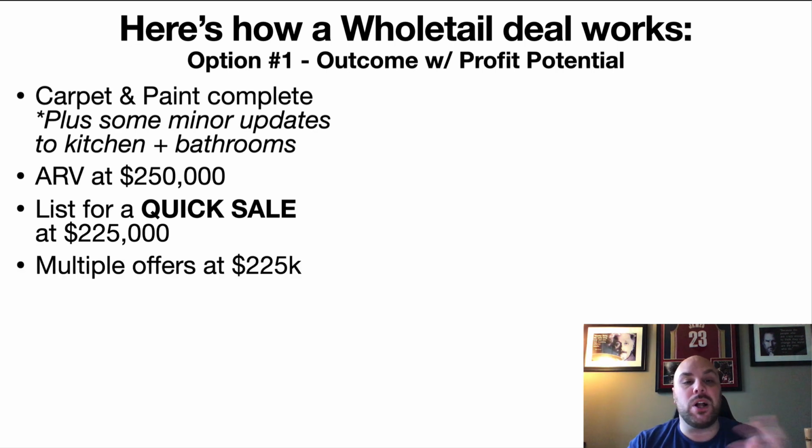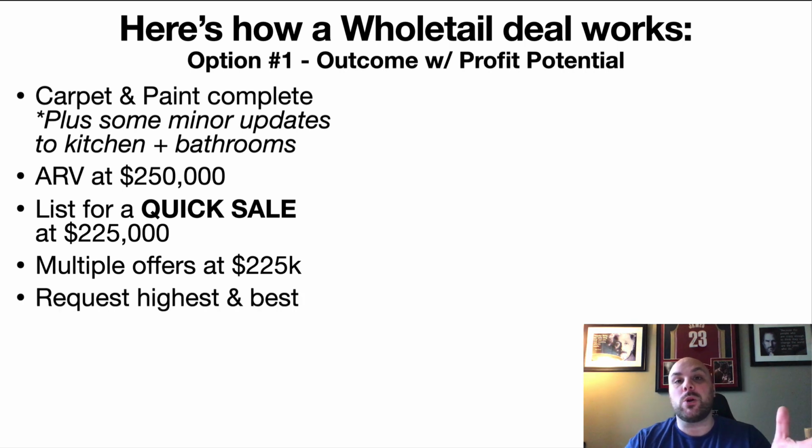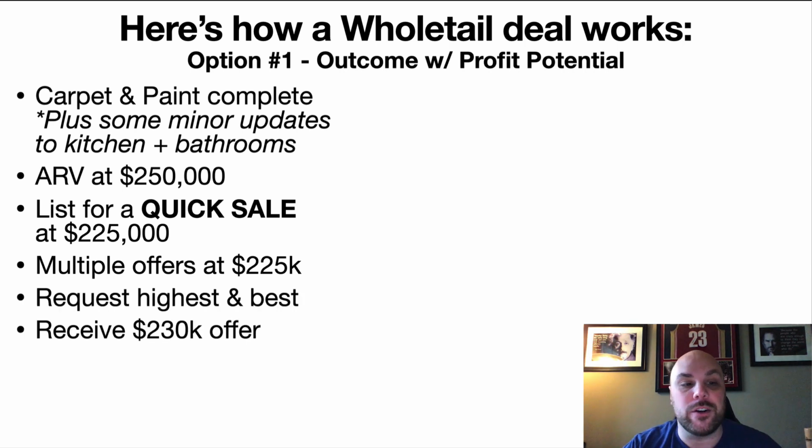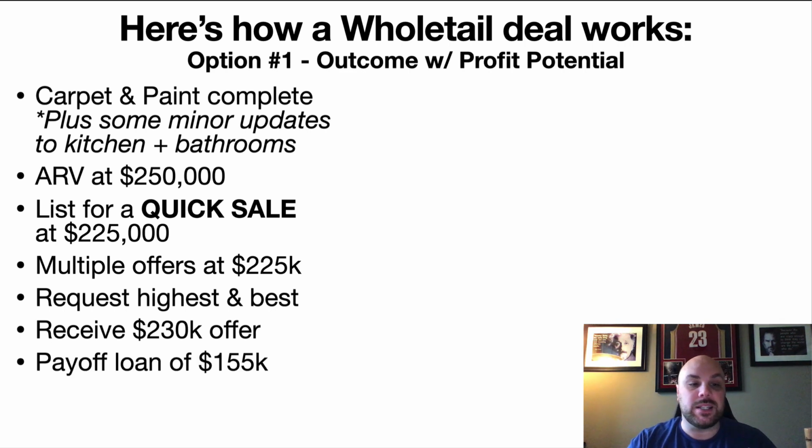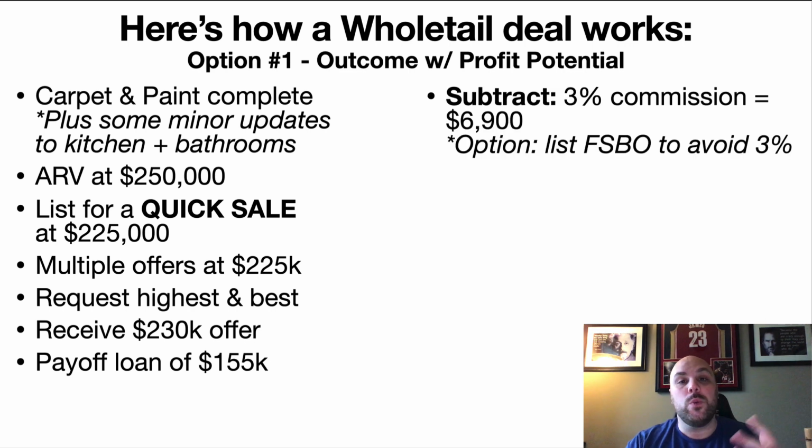So we're going to list it, multiple offers at $225,000, because in the neighborhood, they're selling for $250,000. So we come in, we price it at $25,000 less, and there's going to be a lot of people that are going to come and they're interested in getting this particular property. So we request highest and best offers. We receive $230,000 as our offer. We accept, we pay off the loan of $155,000. We subtract 3% commission, which is $6,900.